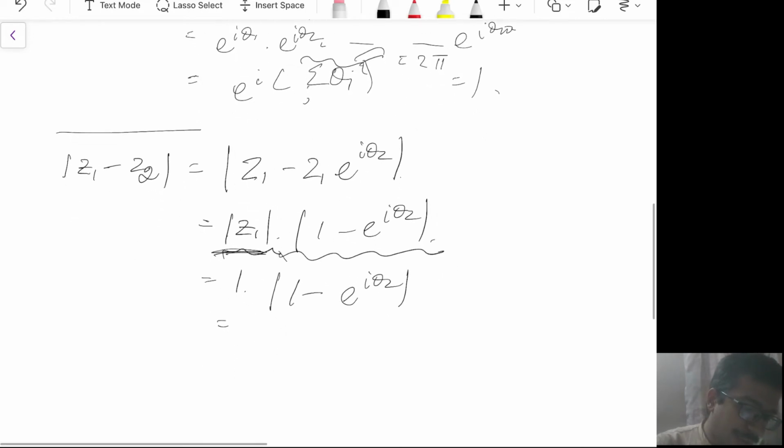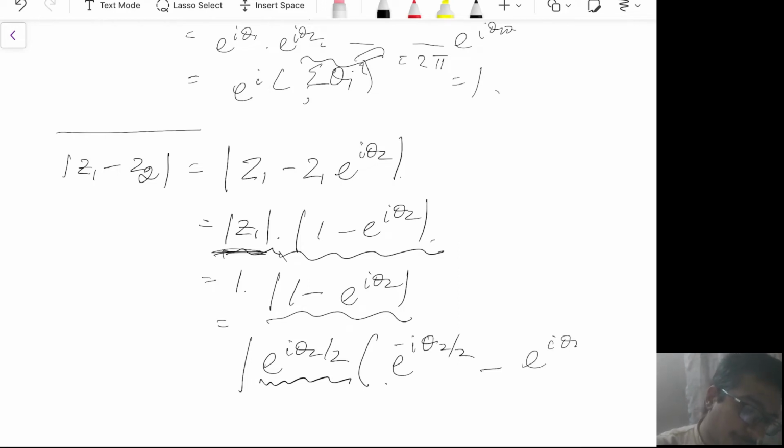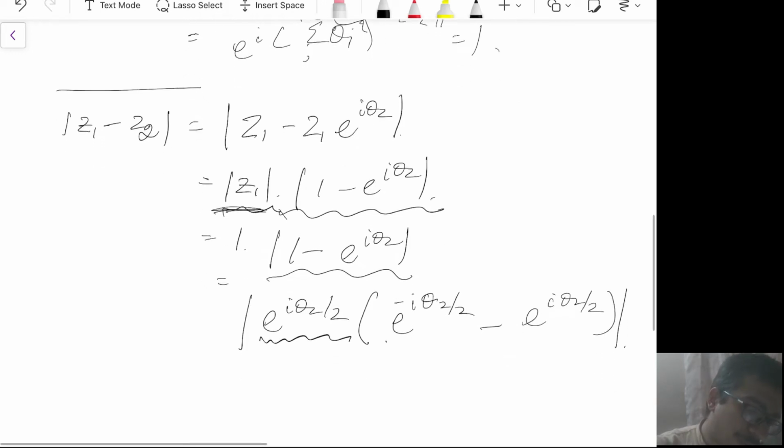There is a standard way to compute it, which is that you can take out e to the power iota theta by 2 common. Note this trick, as it will be used in a lot of problems: whenever you see something like 1 minus e to the power iota x, you can try to take out e to the power iota x by 2. Next you will see that this is going to be e to the power minus iota theta by 2 minus e to the power iota theta by 2, and the mod of this thing.